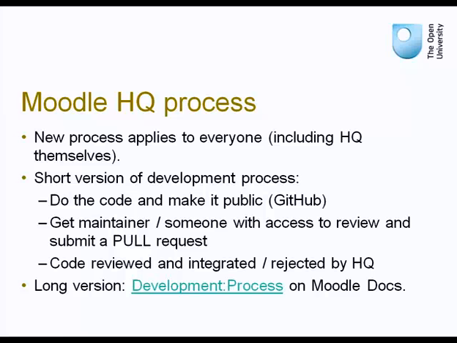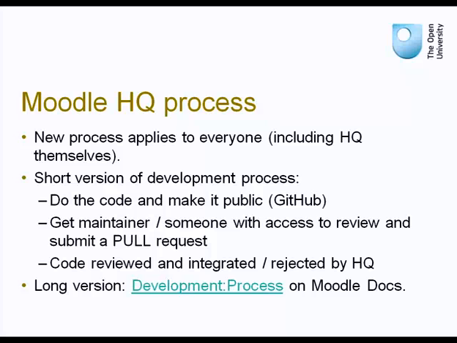Basically, the way it works is, I'm not going into details of programming, but essentially the developer writes some code and makes it public. So everything's public before it goes into Moodle. We generally use a site called GitHub where you can put your code. Then the maintainer, or someone with access, can submit a pull request. A pull request is basically a request to pull the code that you've just done into the standard Moodle. Not everybody has access to do pull requests. I do.